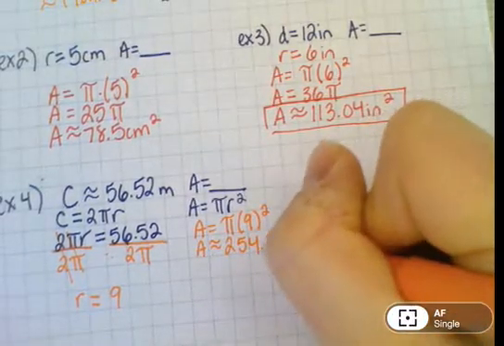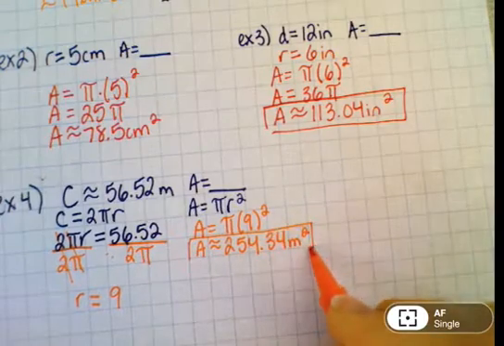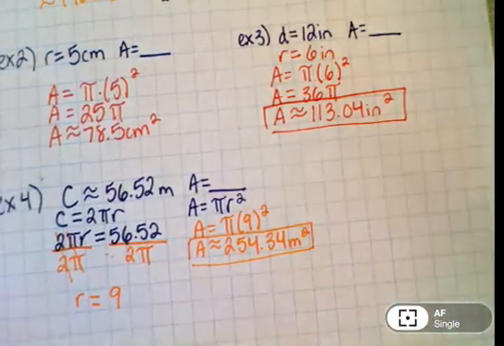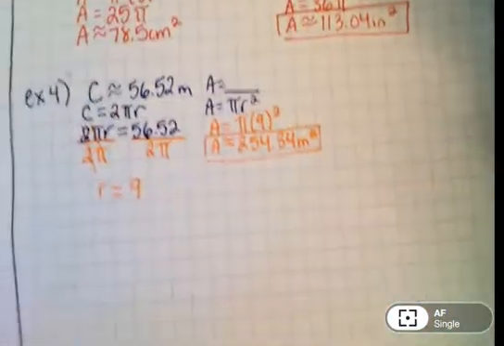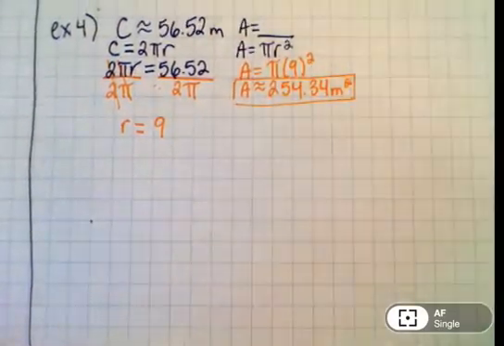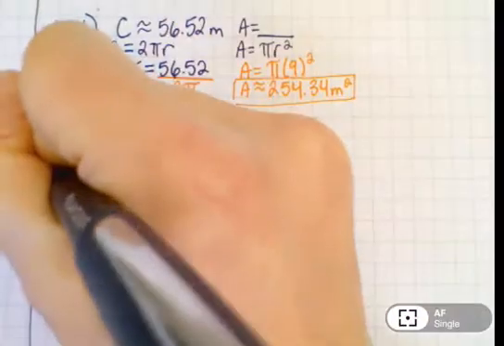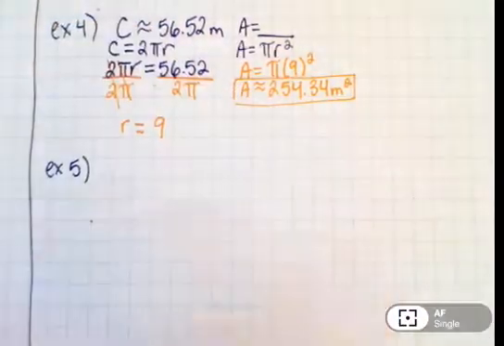And this would be meters squared. So a little bit more complicated here because we're having to use the circumference formula and the area formula. So using this, feel free to pause if I'm going too fast, but using this, I'd like you to try one on your own, example 5.